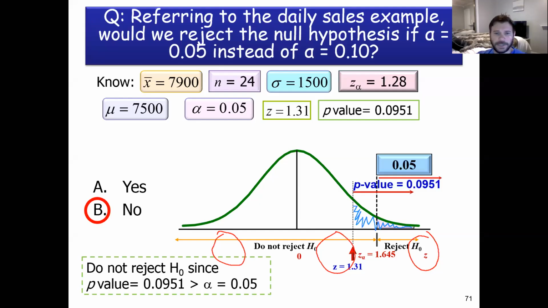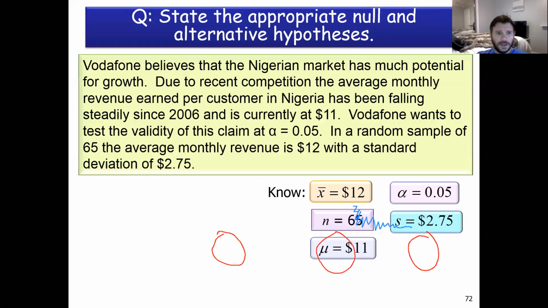So let's go ahead and take a look at another example here. In this problem, Vodafone believes that the Nigerian market has much potential for growth. Due to recent competition, the average monthly revenue earned per customer in Nigeria has been falling steadily since 2006 and is currently at $11. Vodafone wants to test the validity of this claim at a 5% level of significance. And in a random sample of 65 observations, the average monthly revenue is $12 with a standard deviation of 2.75.